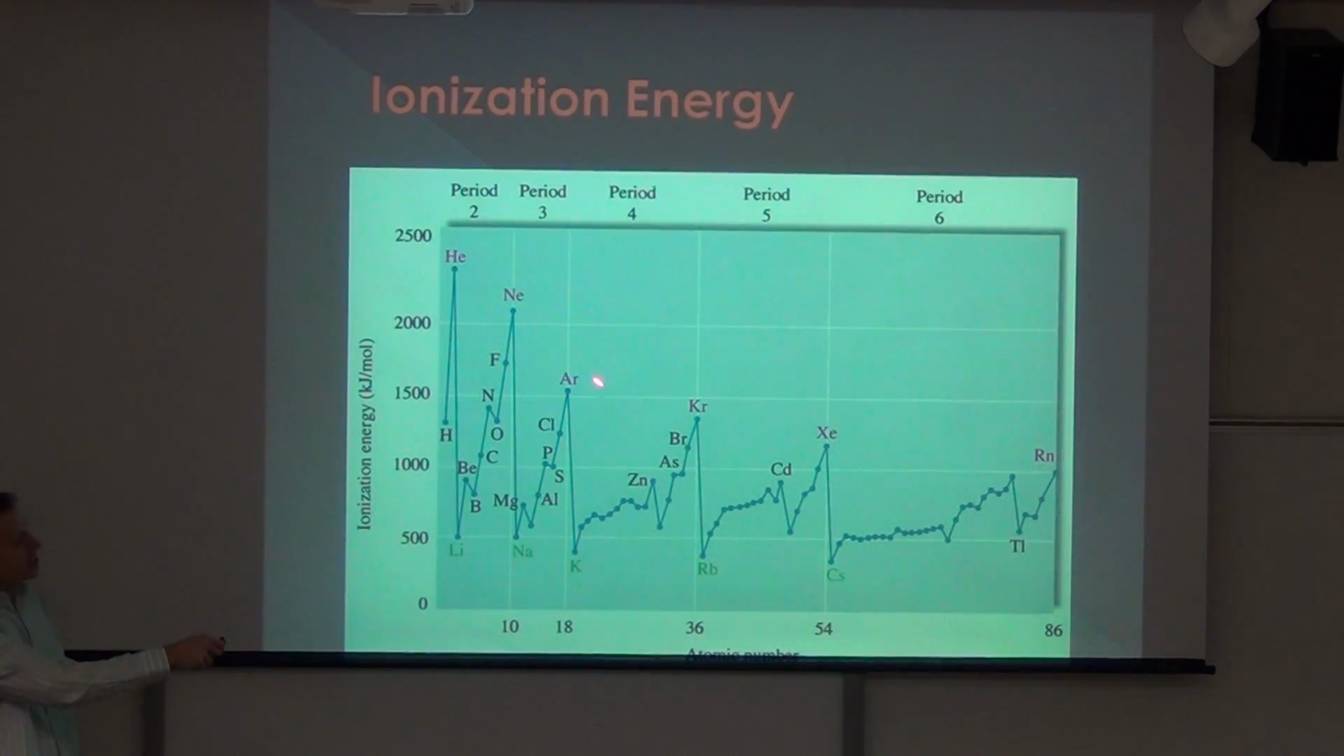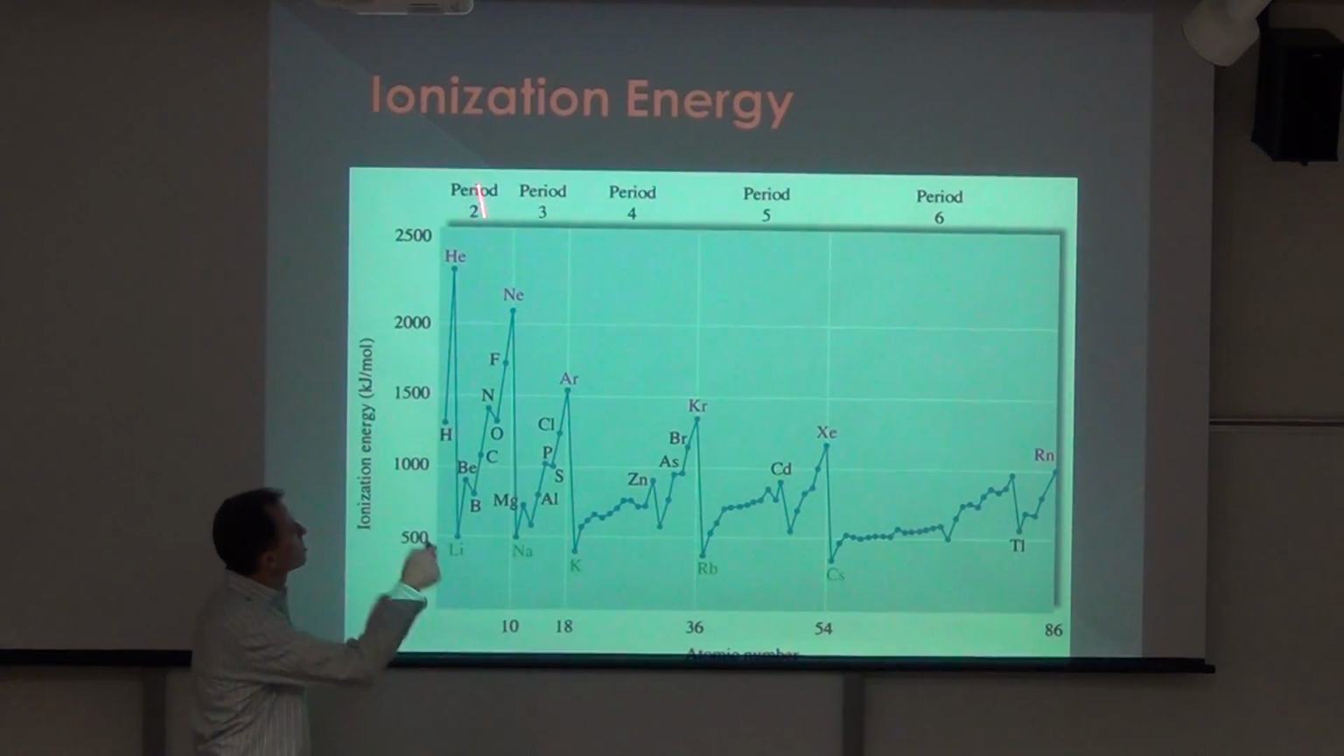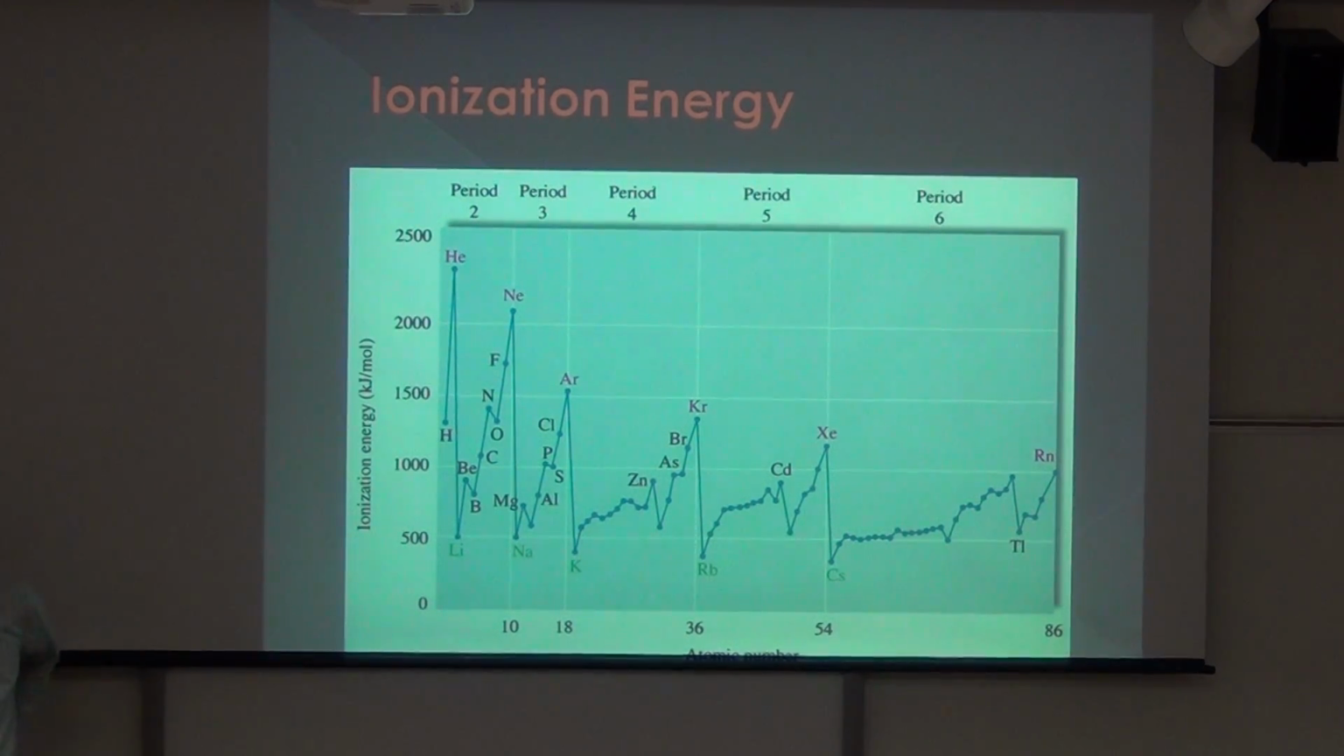So what's all on top? What are all the purple ones? Those are noble gases. On each peak, are those the easiest or the most difficult to remove an electron?